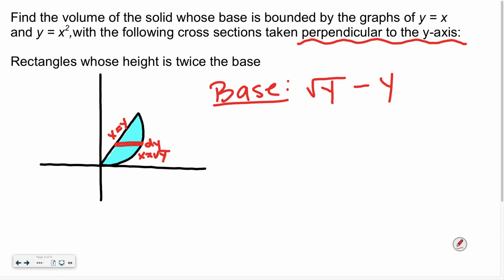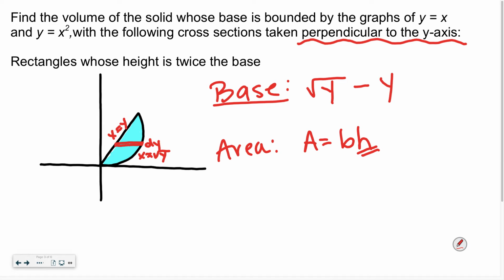Now let's actually think about the shape. So what's happening is we have rectangles that are going to grow out of the board here. And it says the rectangles whose height is twice the base. So they're going to be long rectangles. They're going to be very tall rectangles. And like I think Grace asked, they're going to be varying in height based on where you are in your region. So if we're talking about the area, we're talking about base times height because we're talking about a rectangle, correct?